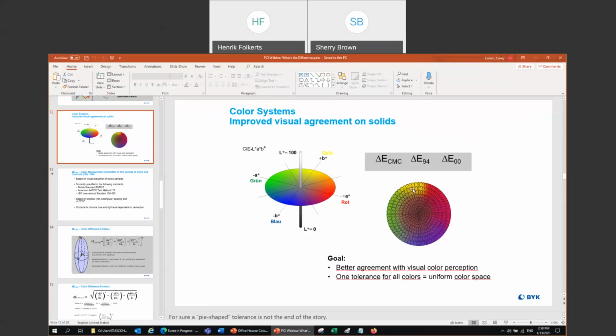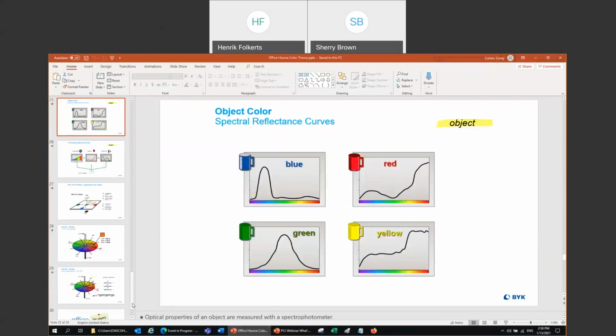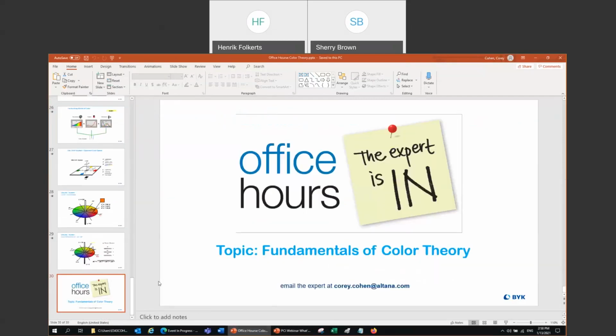Okay, let's see. Another question here. Does a spectrophotometer need to use the same illuminant for the color that will be viewed in for its end use?